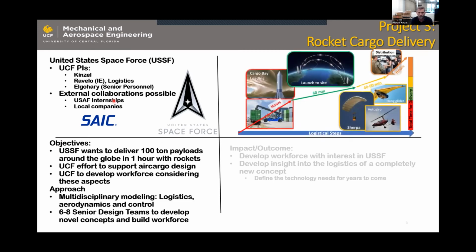One of the Space Force's most recent goals is they want to deliver 100-ton payloads via a rocket to the other side of the Earth. The reason they want to use a rocket is they think they could do this in an hour in terms of flight time. So our effort is aiming at what are the other bottlenecks that are going to occur. If you look at this timeline, these would be the logistical steps. This is overall time for delivery.